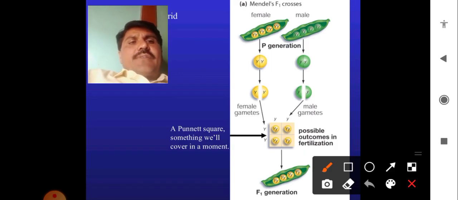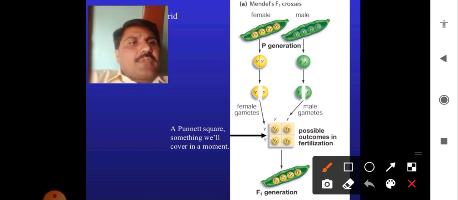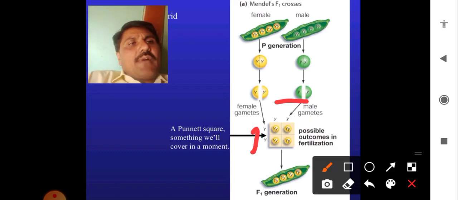A Punnett square is something we will cover in a moment. See, this is the Punnett square, and the female gametes and the male gametes are distributed in a reciprocal form. The female gametes are put on the left-hand side, and the male gametes are put on the opposite side. When capital Y and small y are crossed among themselves, the product is capital Y and small y.